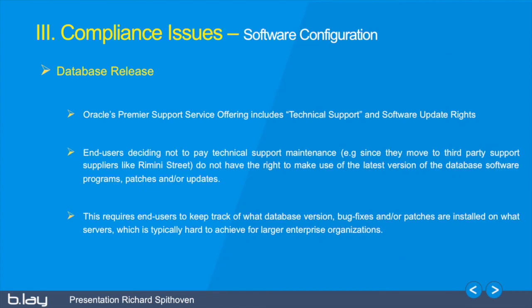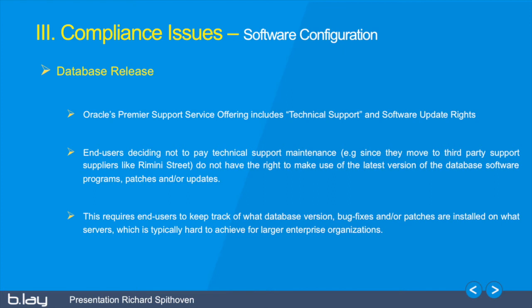Moving to the next slide, other issues that we see happening a lot are related to the database release. A lot of end users do not realize that if they obtain an Oracle license, they typically also obtain software updates, license and support, also called the support maintenance of the licenses. And within the support maintenance, you do not only have the right to technical support, which means that if you have an issue with the Oracle database, you can log a service request and get support from the technicians from Oracle.